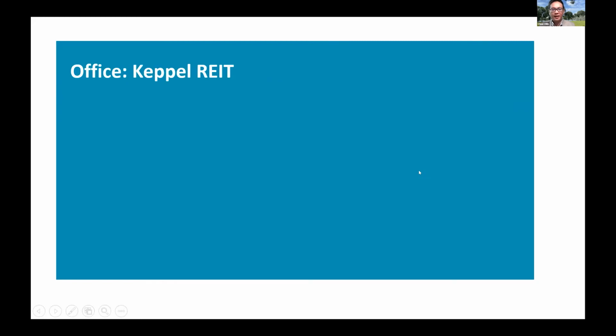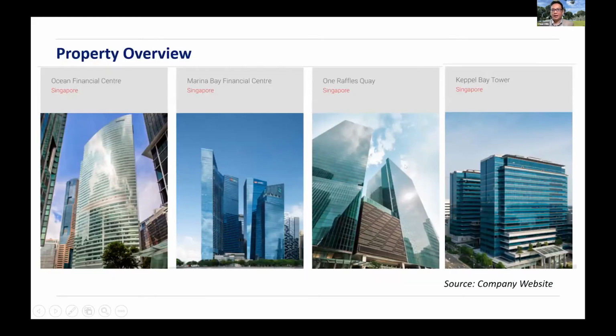Now, let's look at the office sector first, Capital REIT. So what I've shown you here is some of the properties under Capital REIT. You can see that we are talking about some of the grade A, some of the newest offices in Singapore. If you come to Singapore, the CBD area, this is obviously in the CBD next to Raffles Place MRT station, Marina Bay Financial Center, very near to Marina Bay Sands, One Raffles Quay. So these two are some of the newest office buildings that we have, and of course things like Capital Bay Tower.